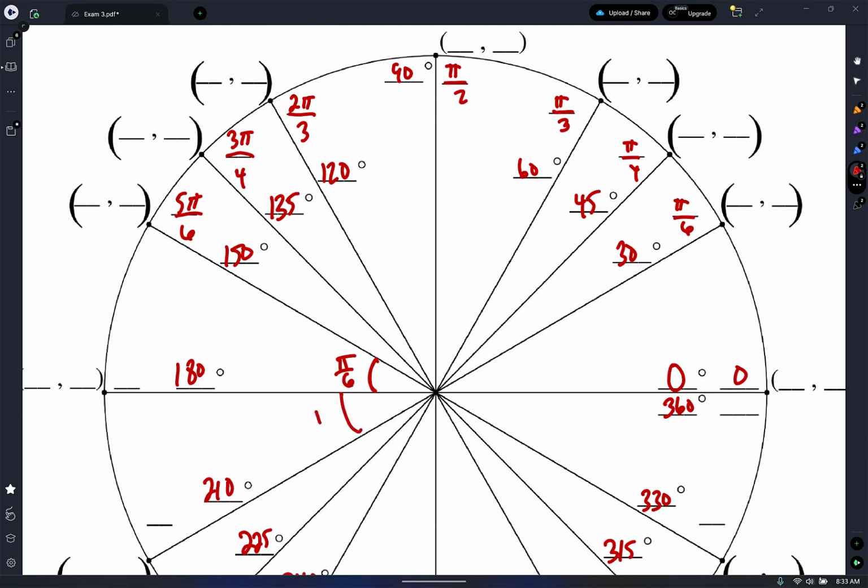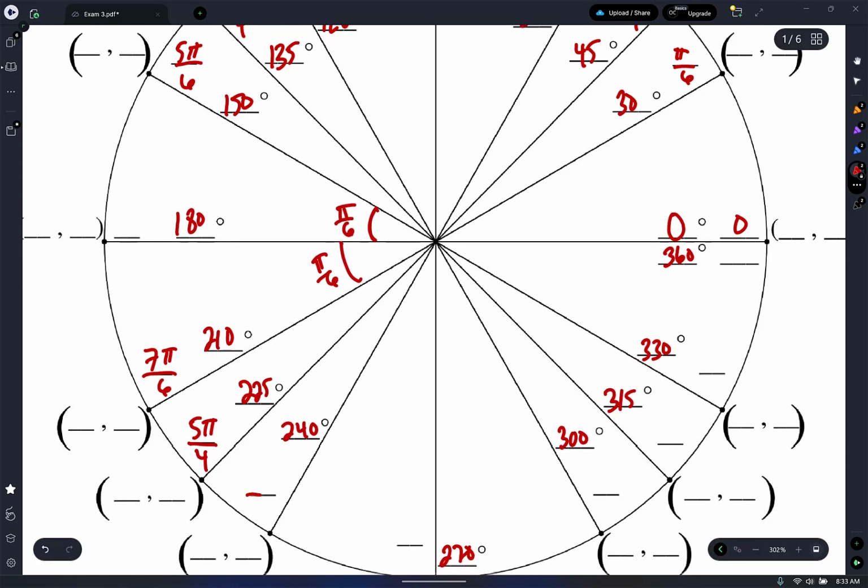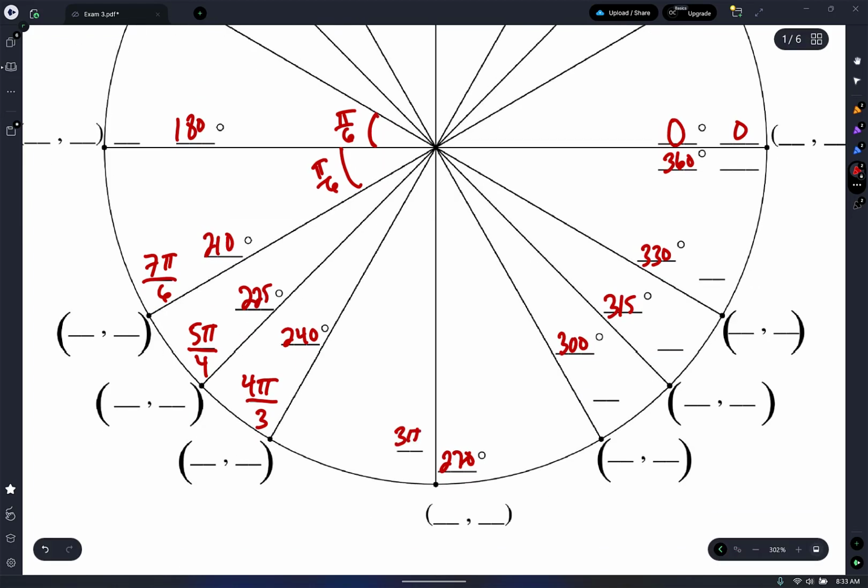This is also pi over 6 here, that reference angle. So then this has to be 7 pi over 6. And it's the same deal with this, right? So that's a 4, so 5 pi. I don't see any mistakes, but let me know. I make mistakes all the time. 4 pi. And then 3 pi over 2. And then this is a 3 as well again.